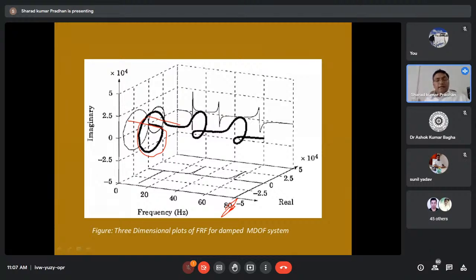But try to understand that this is the 3D representation of FRF. If we project it on this screen, we get this shape. If we project from the top, we get this shape. And if we project from the side, we get these Nyquist plots. So all the 3 representations can be made through this 3D. Look at this.